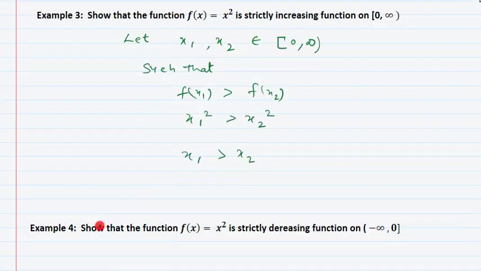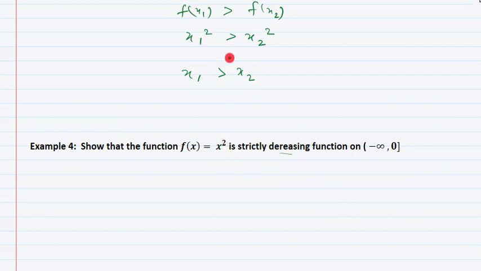In this example, I just changed the interval. The function is the same, f(x) equals x square, and we need to show that it is strictly decreasing on minus infinity to 0. The motive of taking this example is to show you how the interval affects whether the function is increasing or decreasing. Here when the interval is 0 to infinity, the function was increasing. Now we need to prove that when the function is in the interval minus infinity to 0, the function will be decreasing. So let us do it with the same method.